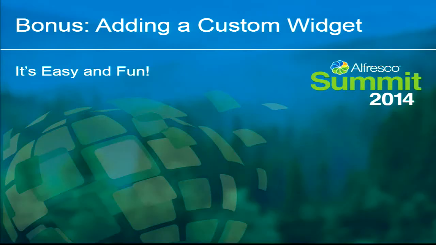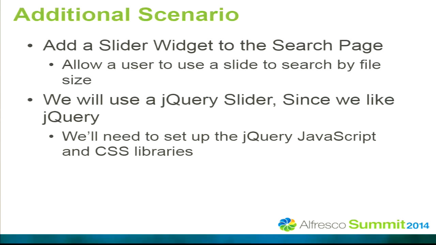So now we're done. In the last couple of minutes, what I'm going to show you is a custom widget definition that Dave Draper sent to me. It will add a slider widget on the search page that you can use to search by file size. The cool part is that it uses a jQuery slider. So he actually has the jQuery definition. You can use the jQuery CSS libraries.